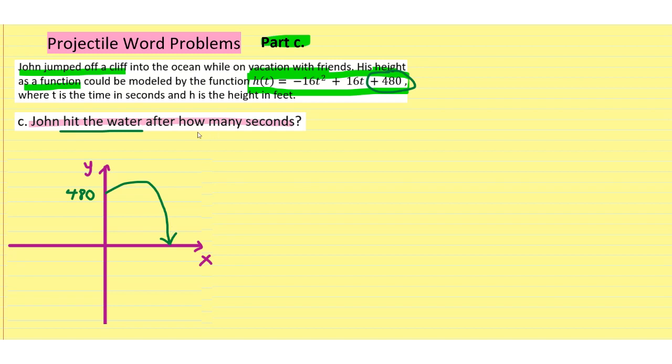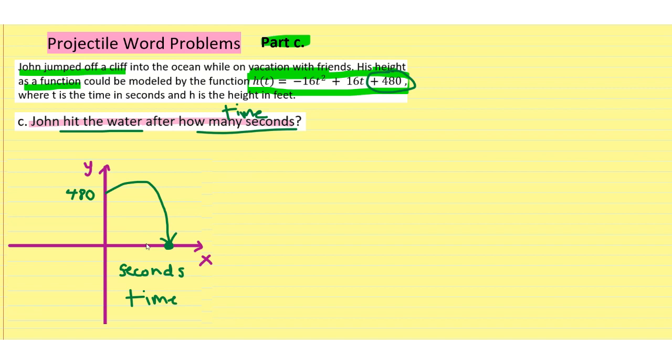It wants to know about the time. How many seconds is about the time? Typically, your time will always be on your x-axis. So that means that we need to figure out what that point in time is. Now, do you think it's going to take him hours to get to the ocean or minutes? Nope, it's just going to take him seconds. So we need to figure out how many seconds it takes him to hit the ocean. So we're going to figure out that point right there.